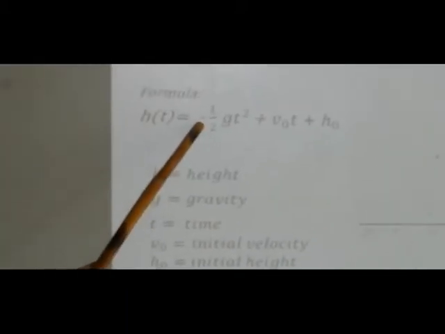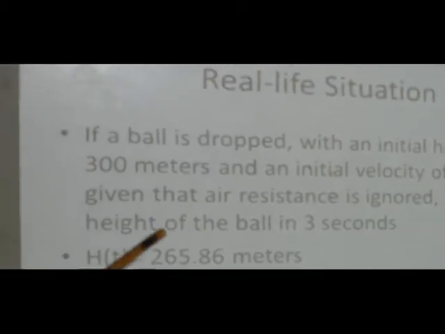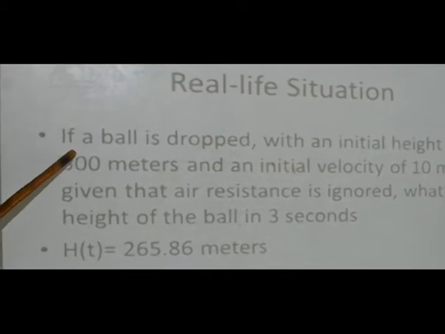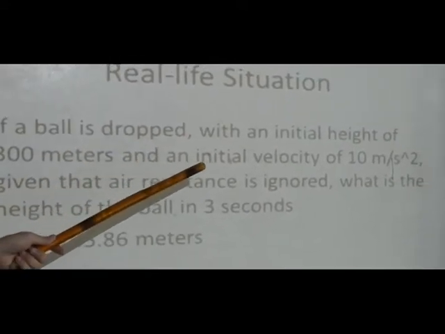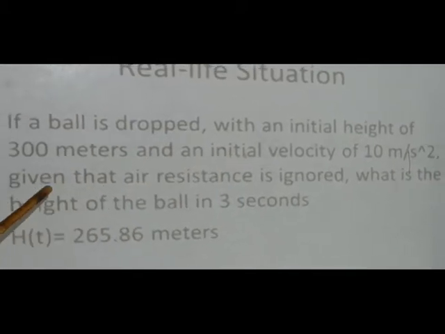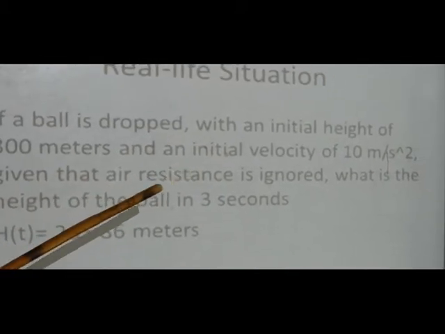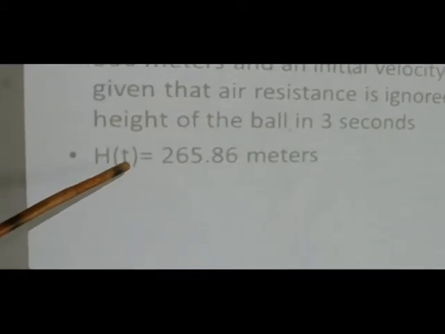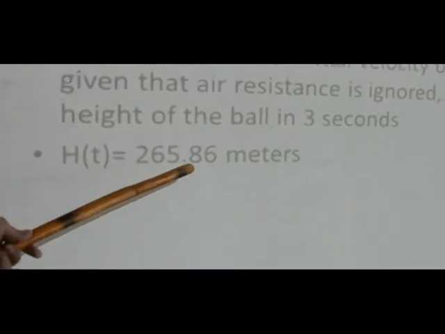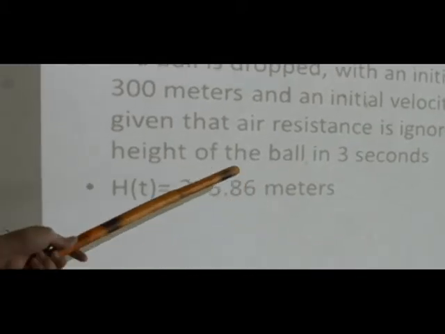Now, as you can see, the parabola is opening downwards since we have a negative coefficient. And it's a parabola because we have a degree of 2. Now, for the real life situation, we have, if a ball is dropped with an initial height of 300 meters and an initial velocity of 10 meters per second squared, given that air resistance is ignored, what is the height of the ball in 3 seconds? So we have come up with the answer, h of t is equal to 265.86 meters, given the formula.